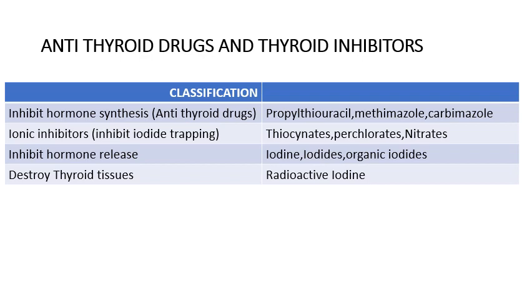Certain drugs inhibit the release of hormones, especially iodides and organic iodides. Radioactive iodine destroys thyroid tissue. So these are the anti-thyroid drugs and thyroid inhibitors available to treat hyperthyroidism.